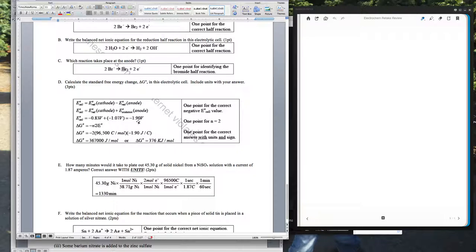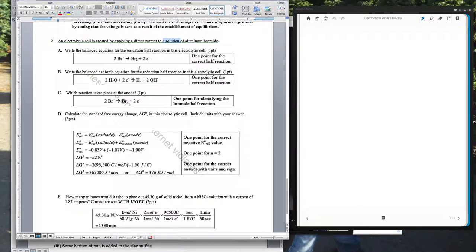And they reversed that one. It would have been negative 0.83 minus 1.07, because it would have been positive because it was reversed. And that would give you the negative 1.90. So that gives you the voltage for E naught. Faraday's constant is the same, 96,500. And then the number of electrons would be 2, because looking at the two electrons, they would cancel out.